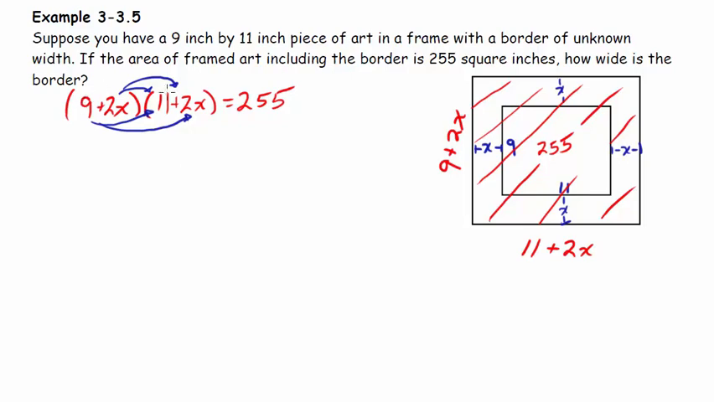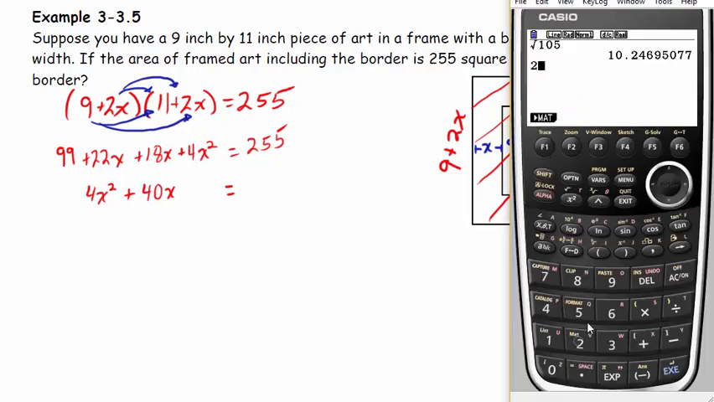Okay, so here I'm going to get 9 times 11 is 99. Alright, 2x times 11 is 22x. Okay, then 9 times 2x is 18x. And then 2x times 2x is 4x squared equals 255. Alright, and I am going to combine some of these terms. Let's see, 4x squared plus, this would be 40x, I believe. And then 255 minus 99 gives me 156.